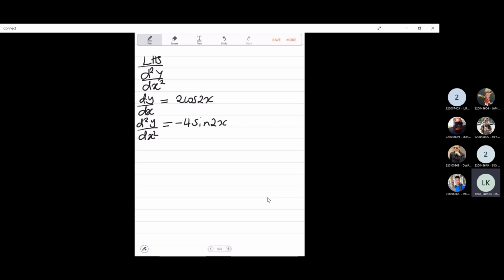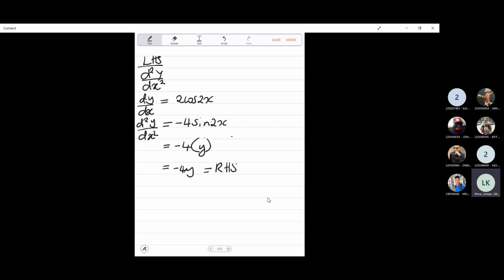And this, we can write as -4 sine 2x, and sine 2x is our y that we started with. So this is -4y, and this is our right-hand side. So I'm proving it in pretty much the same way we prove our identities, showing that the left-hand side is equal to the right-hand side.